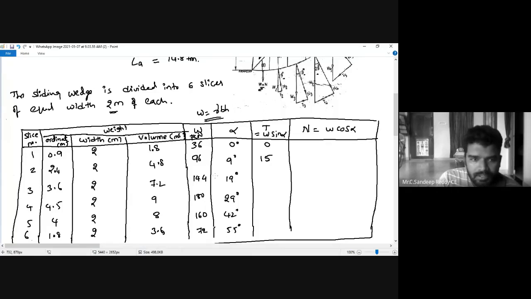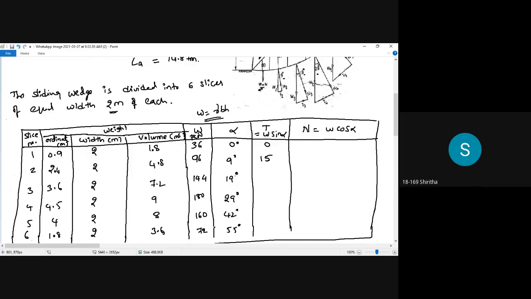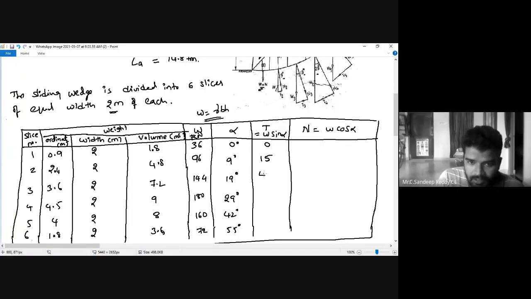Then the third one, 144 into sin 19 degrees. Tell me this one. I will also calculate along with you. 46.881, sir. Yes, let it be 46.9. 881 means 88 means almost 9, right?